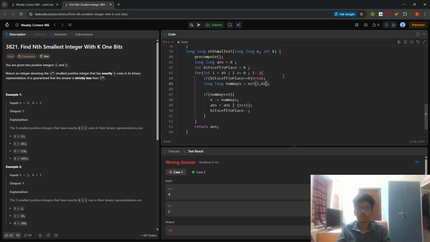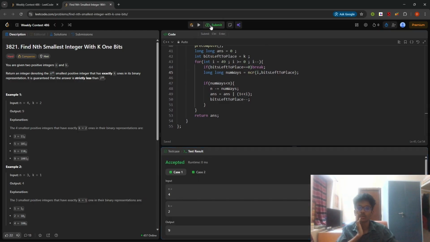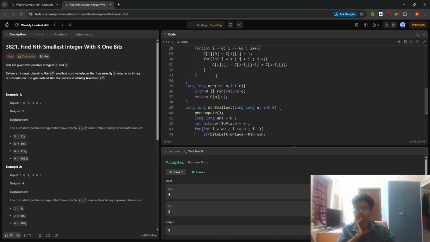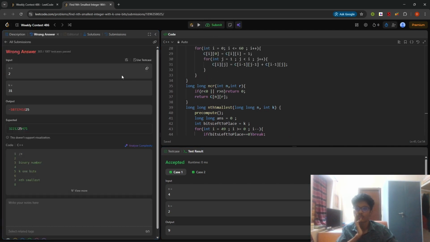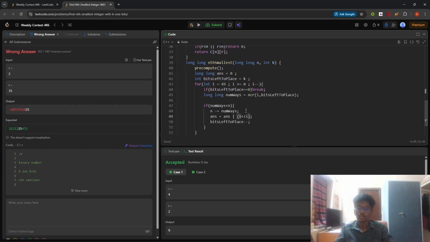We are computing this with k, but we need to compute this with bits left to place. Okay, bits left to place, long number of ways equal to, yeah, that's the only problem. It got accepted. Let's try to submit this. It gives a wrong answer. Okay, this should be 1 LL.